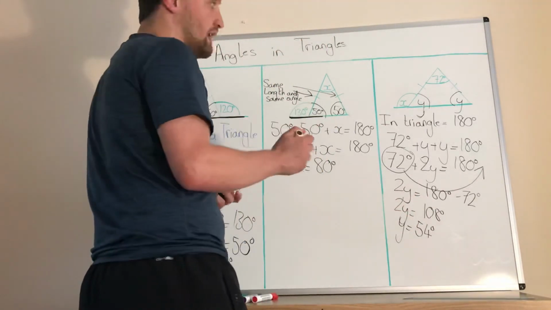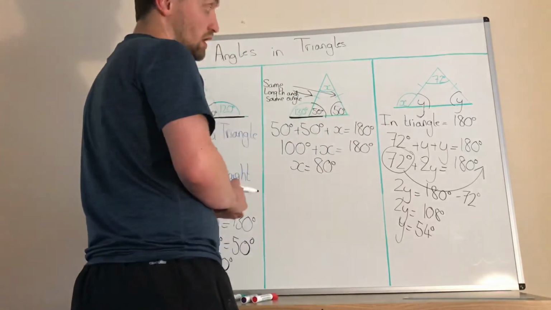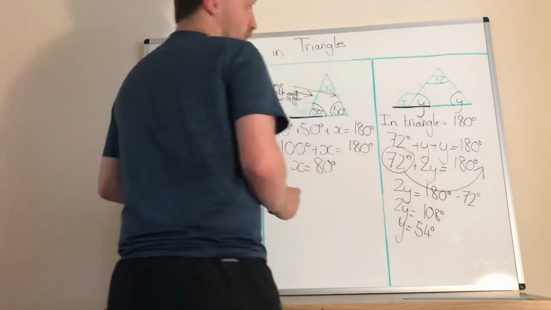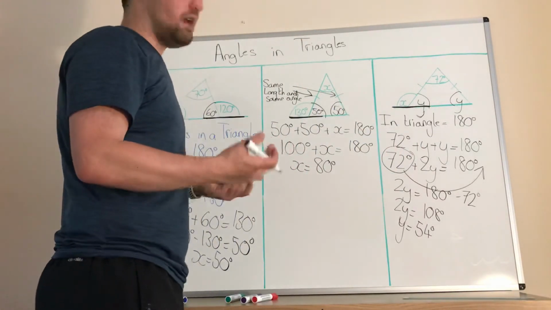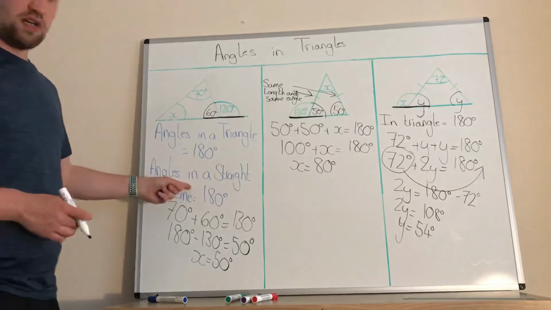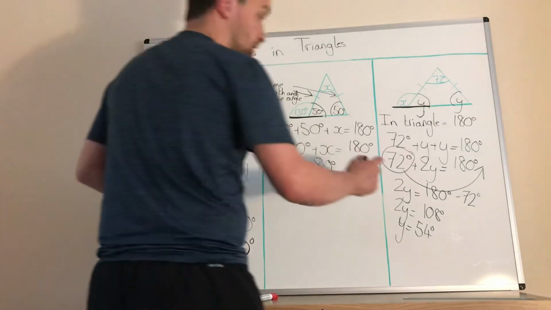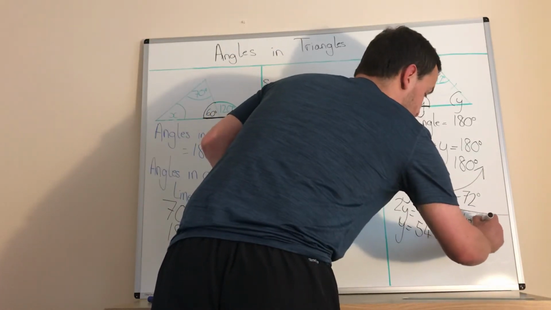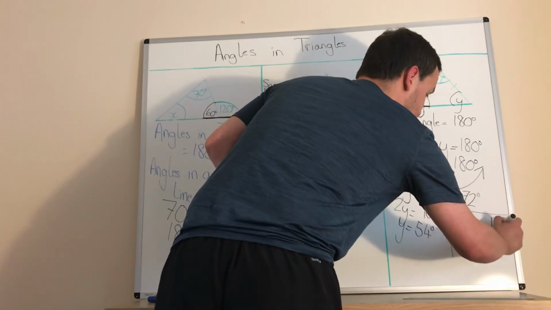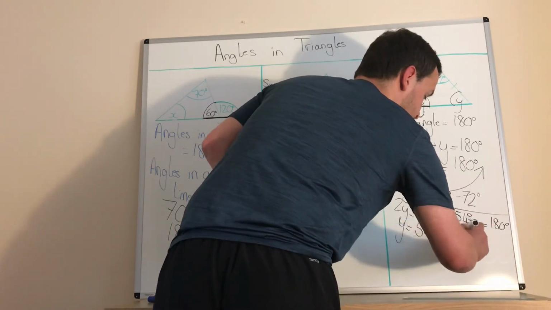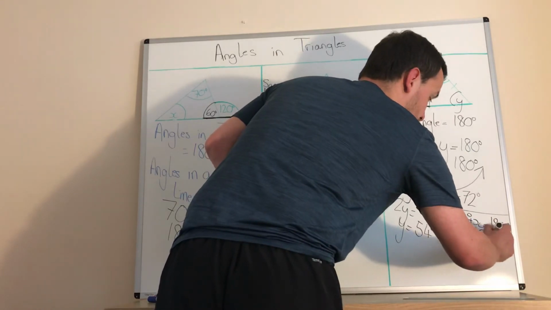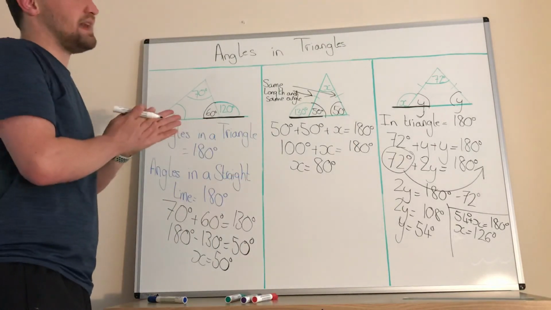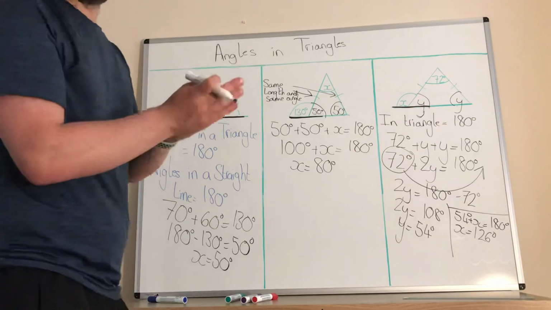But that's not the end of the question. We had to find what x was. Now here, we have got a straight line there. What do we know about angles on a straight line? Angles on a straight line add up to 180 degrees. So 54, it's going to be a bit cramped, so apologies for that. 54 plus x equals 180 degrees. So x equals 126 degrees.